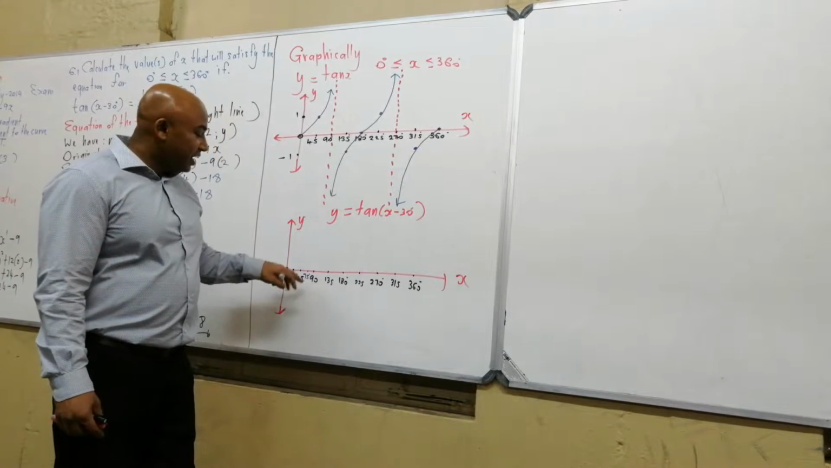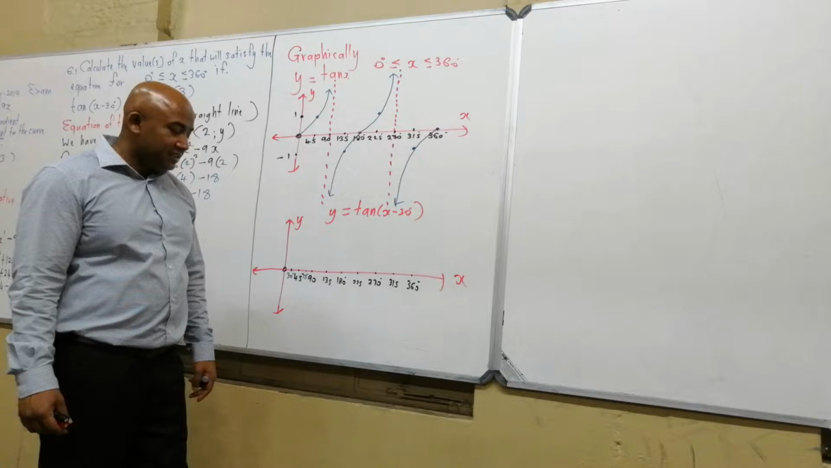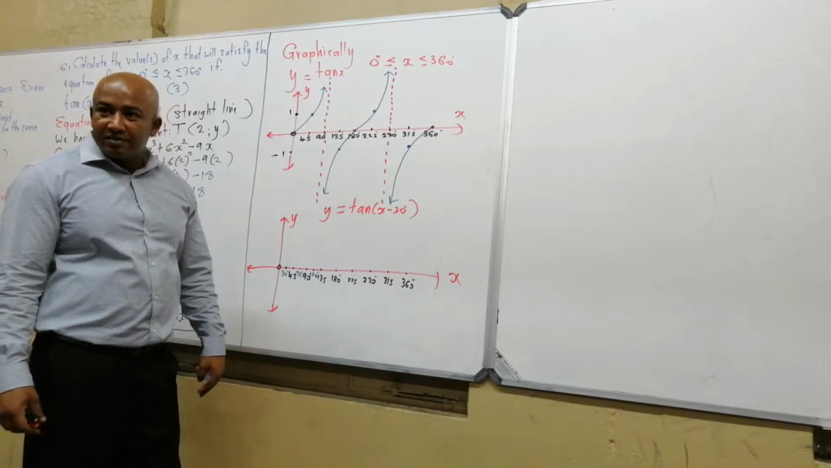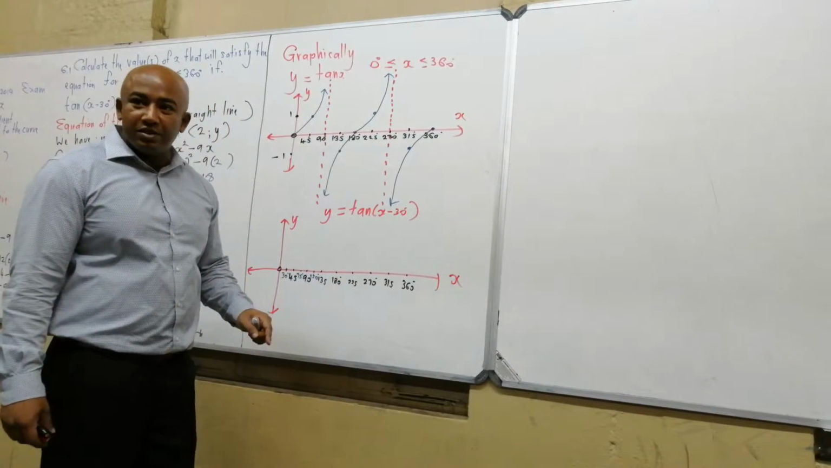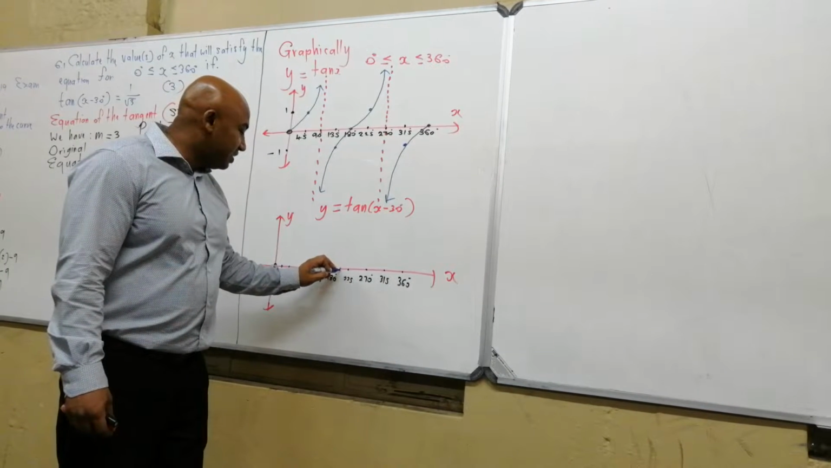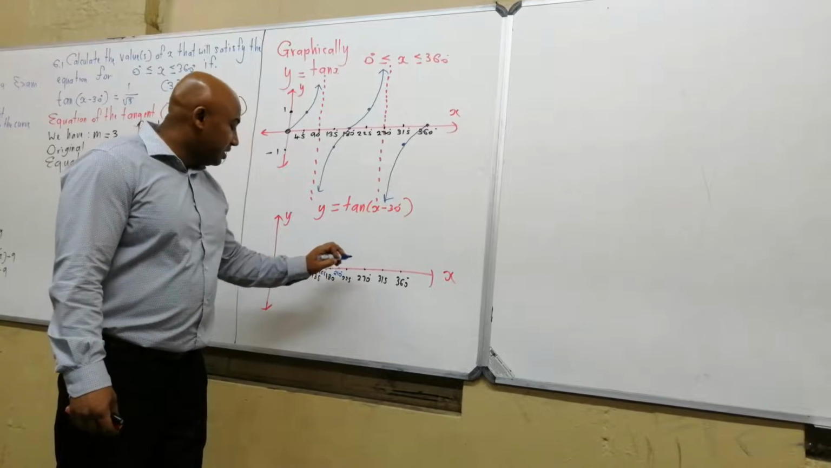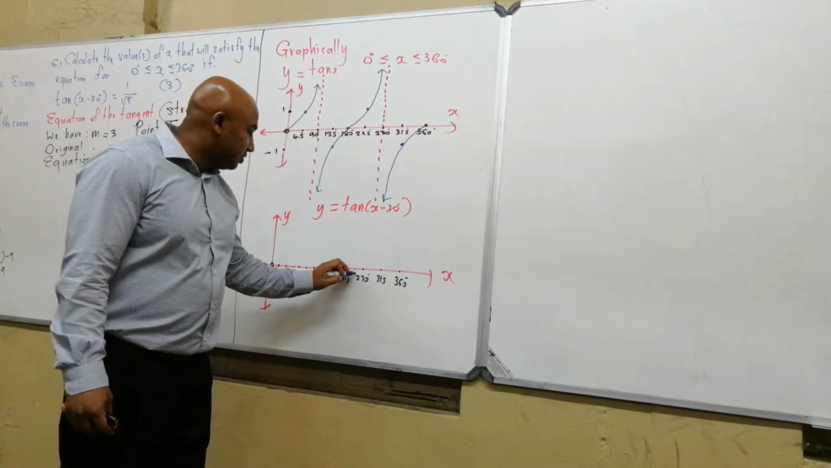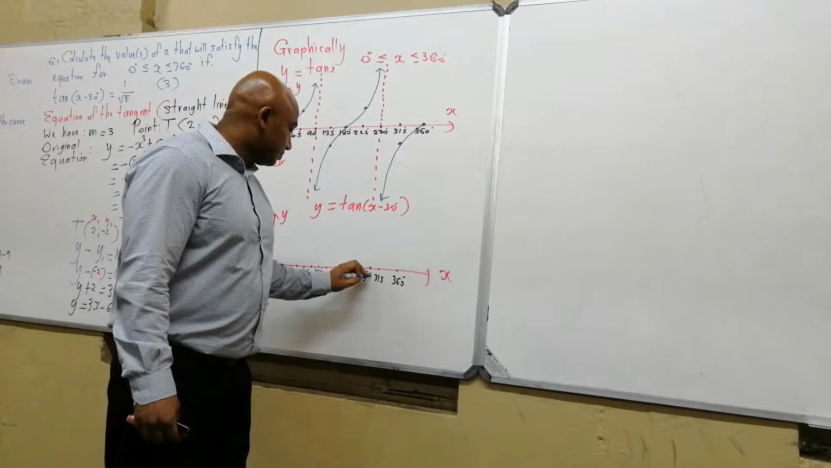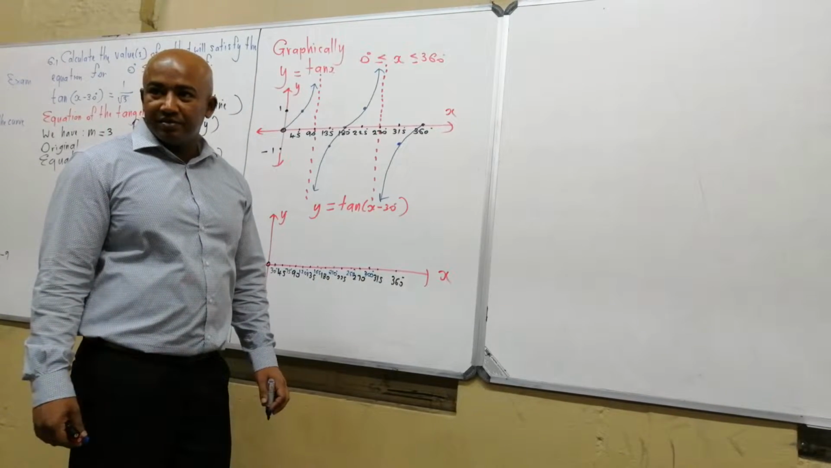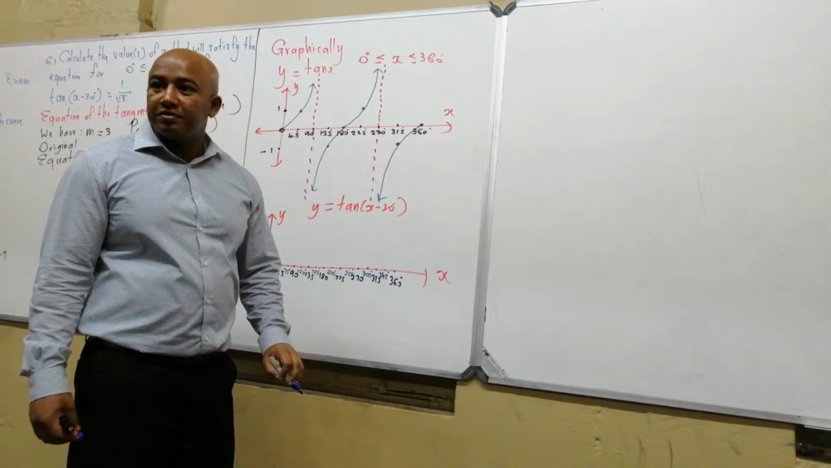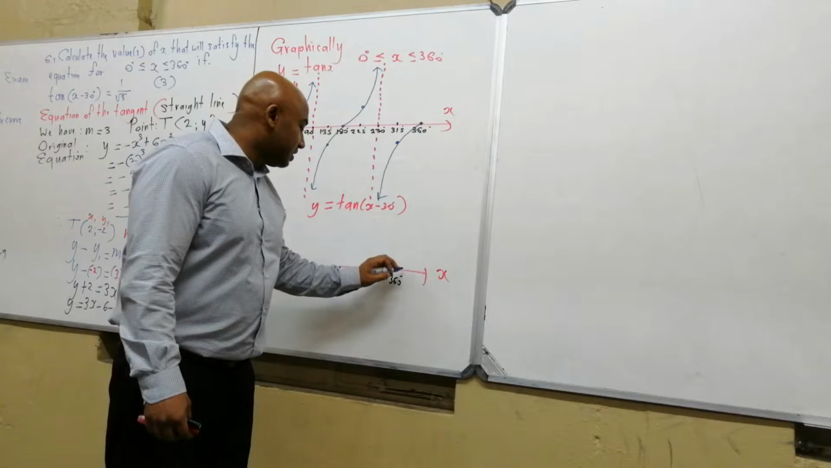75 degrees. If I add 45 to 75, what will I get? 120. If I add 45 there, give me all the values as I keep on adding. So 120 plus 45 is? 165. Plus 45 is? 210. Plus 45? 255. Plus 45? 300. Plus 45? 345. Plus 45? 390.